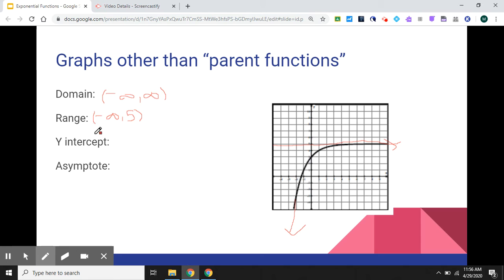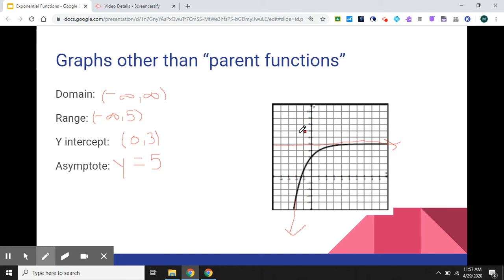is our range. Our y-intercept is still where it just crosses the y-axis, so it's right there. And 1, 2, 3, so my y-intercept, oops, that's a parenthesis, by the way, is (0, 3). And my asymptote, again, it's this horizontal line. Remember, horizontal lines are always y equals lines because your y value is the same for every single x value. And it crosses the y-axis, which makes it a y equals. So our asymptote is y equals 5.